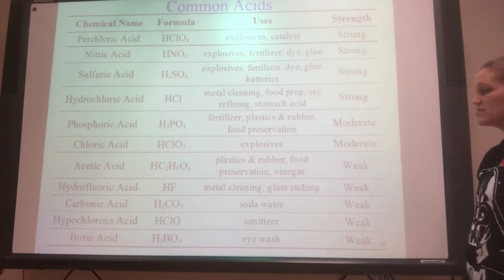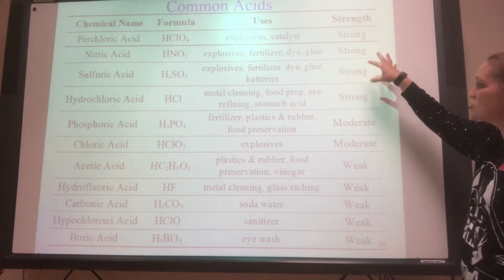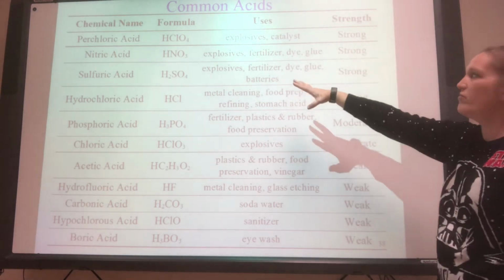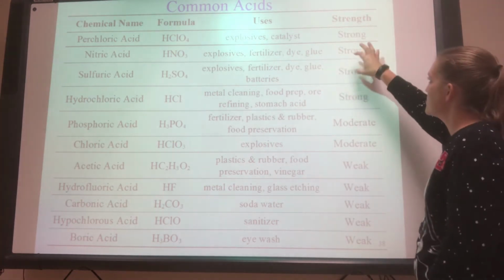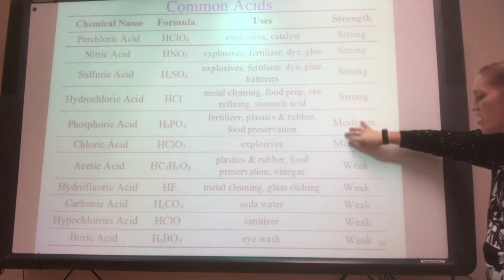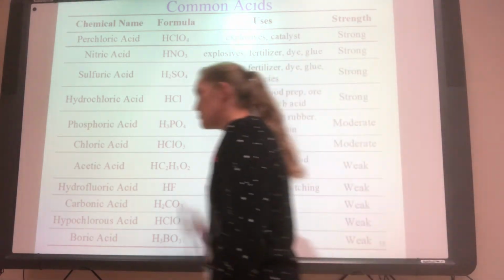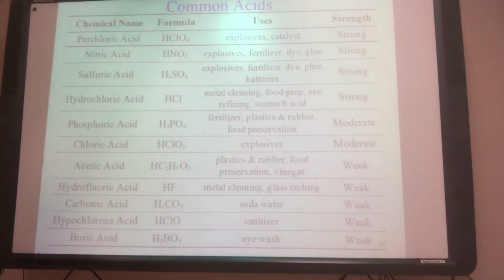Here are our strengths. You need to just have this memorized. You can't just look at a formula and know the strength. You actually have to have these acids and bases memorized. So you have to know which ones are strong, which ones are moderate, and which ones are weak. Okay? So this chart you need to have memorized.